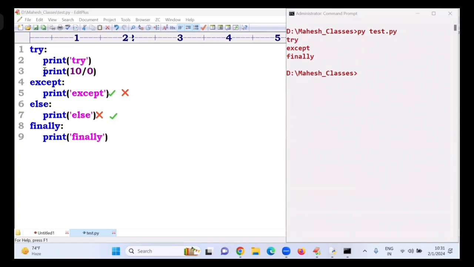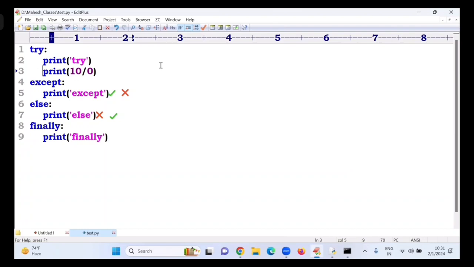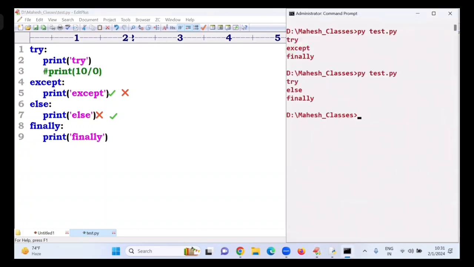Now the situation is, I am removing this, I am commenting it, there is no exception. Then compulsorily which blocks are executed? Try, else, finally blocks will be executed there.